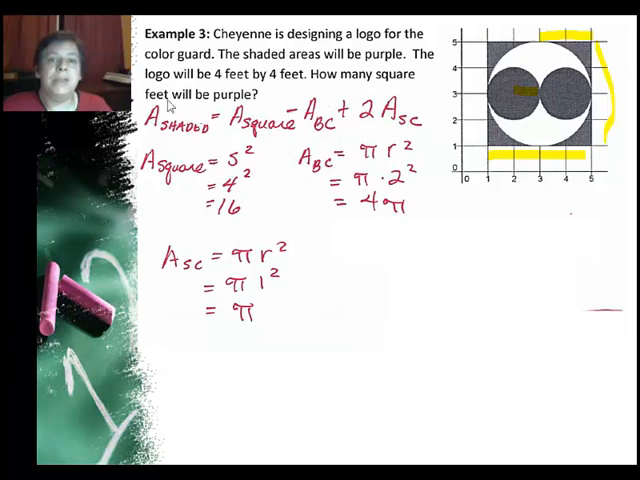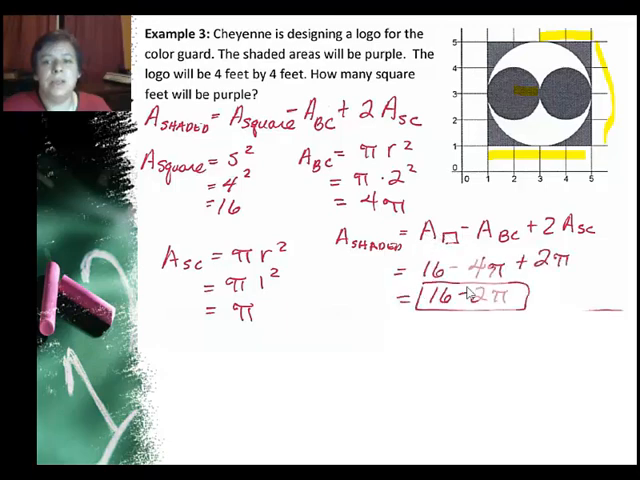Now I'm going to go ahead and use what I had set up here. The area of the shaded region is the area of the square minus the area of the big circle, plus 2 times the area of the small circle. Substituting in, 16 minus 4 pi plus 2 pi, or 16 minus 2 pi. And actually, I really like this answer, but if you really want to give a decimal answer, it's about 9.7 feet squared, and I really should have written feet squared instead of units squared.